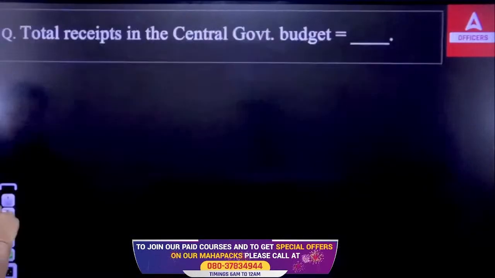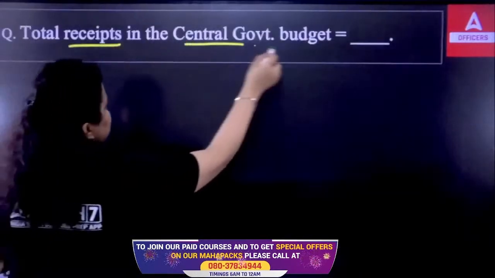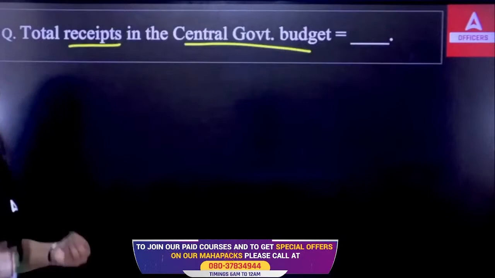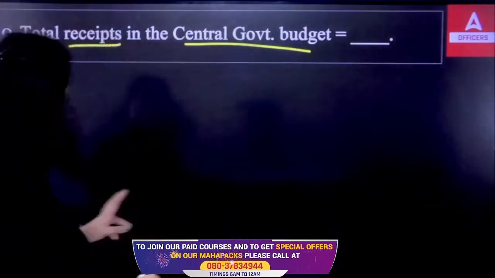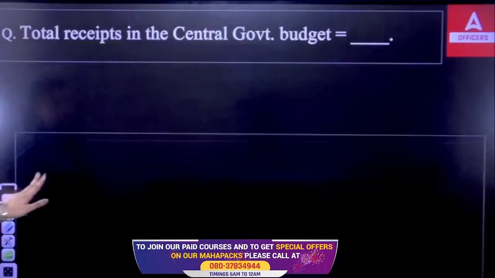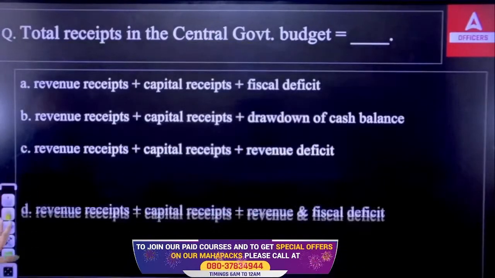Next. Total receipts in the central government budget. Receipts means the income of the government. So you have to tell from where the Government of India is earning income. The total receipts of the central government. So we have these four options.